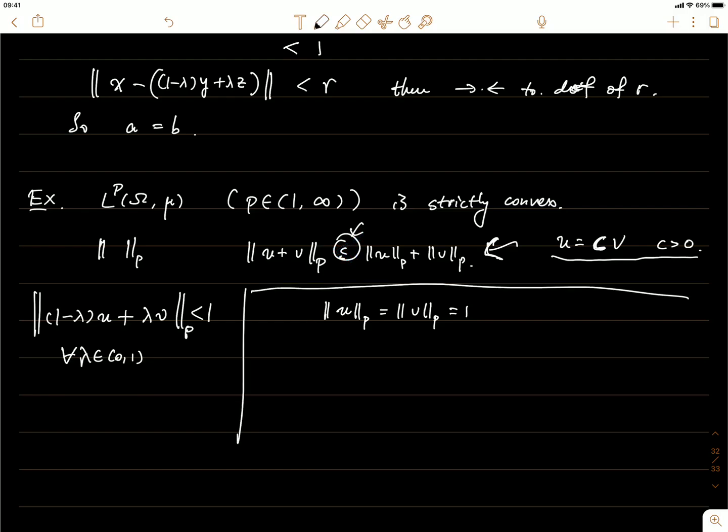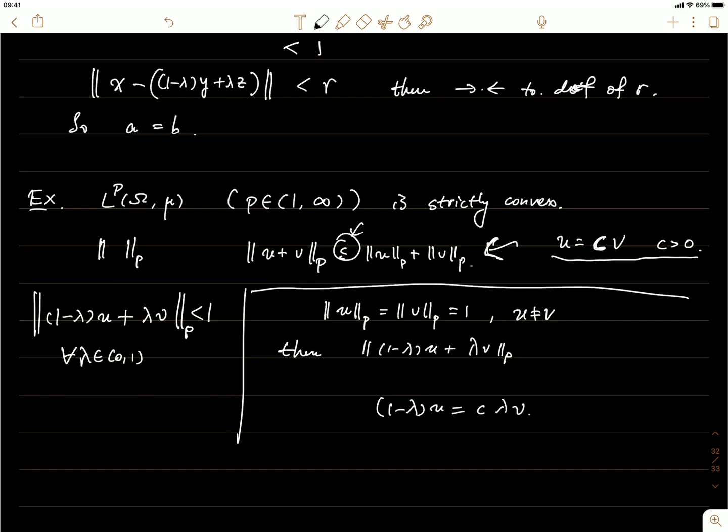So to summarize, what I have here is that if we assume that the p norm of u and p norm of v are equal to 1, and u is not equal to v, then I can claim that the norm of u plus v will be strictly less than, let's say, I'll look at 1 minus lambda times u plus lambda times v. When I look at this, I'll realize that there's no way that 1 minus lambda times u is equal to c times lambda times v.